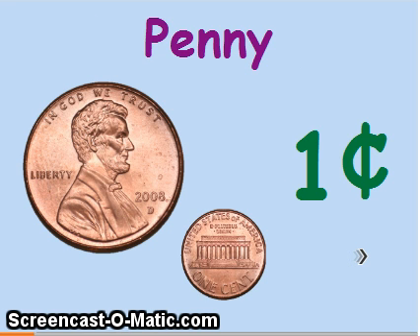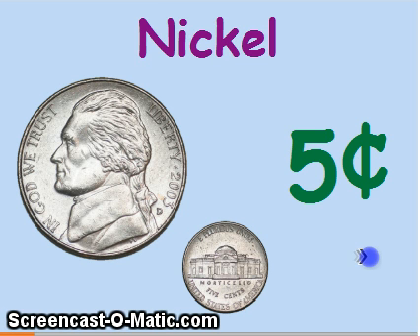The first coin we're going to learn about is the penny. The penny is worth 1 cent. How would you write 1 cent? Can you write it down on your paper and hold it up in the air? The second coin is called the nickel. A nickel represents 5 cents. Can you write 5 cents on your paper?